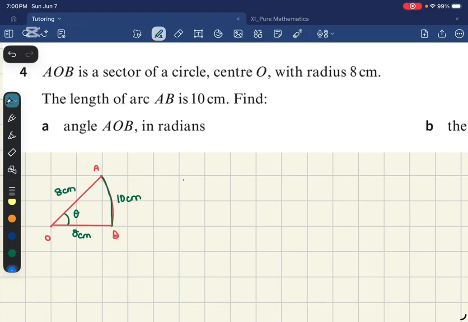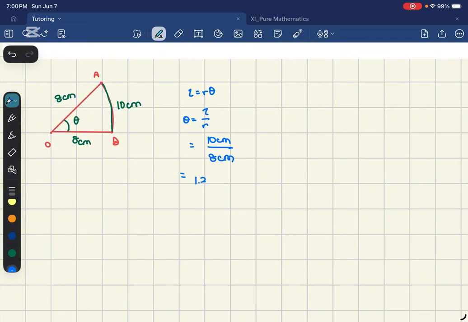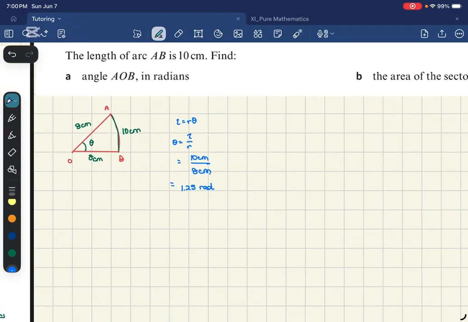Well, remember, from the last topic, L is r theta, right? That is what we learned. So theta is just L over r. L is 10 centimeters, r is 8 centimeters. And if you use your calculator, 10 over 8, that gives you 1.25 radians. That is going to be your solution, 1.25 radians.